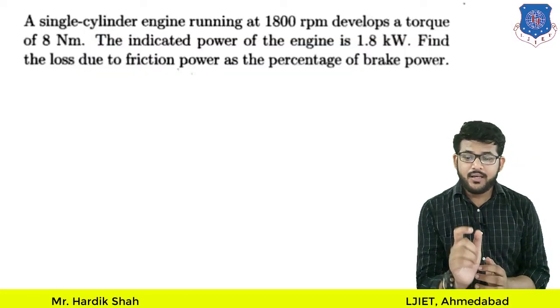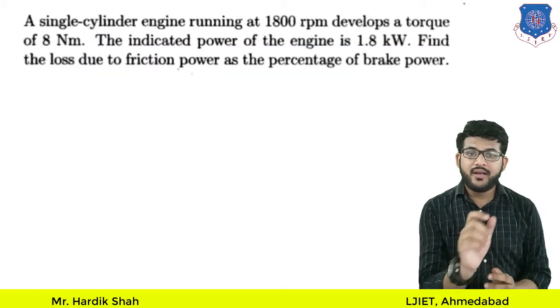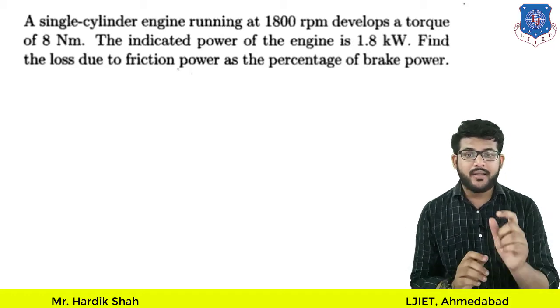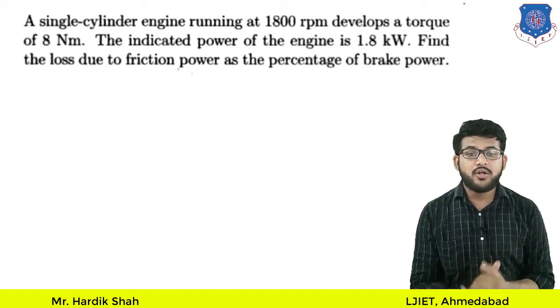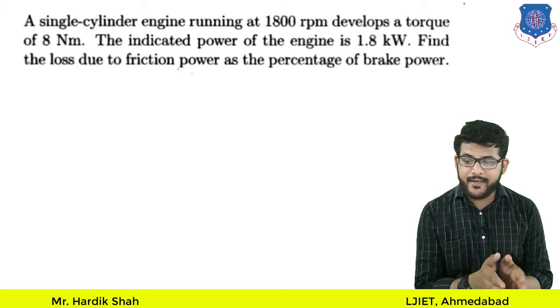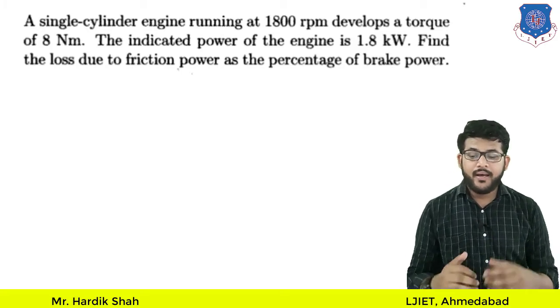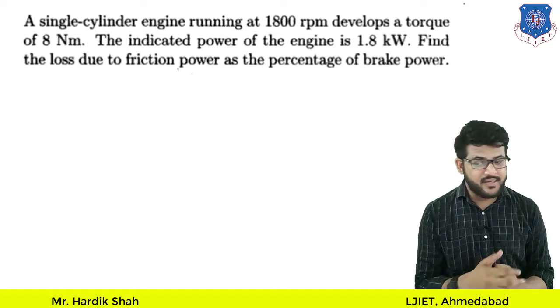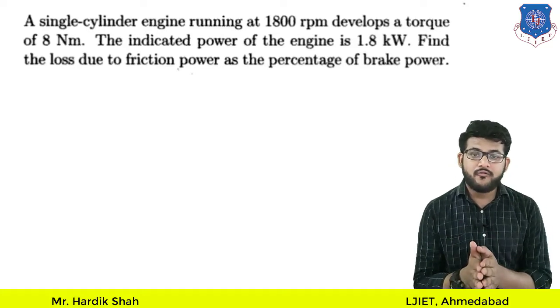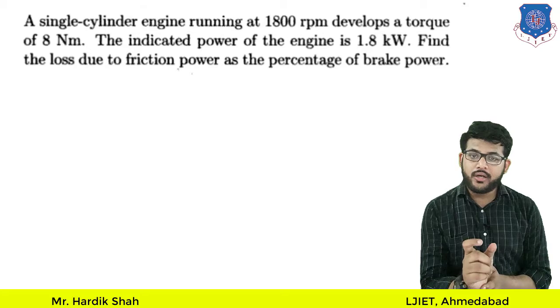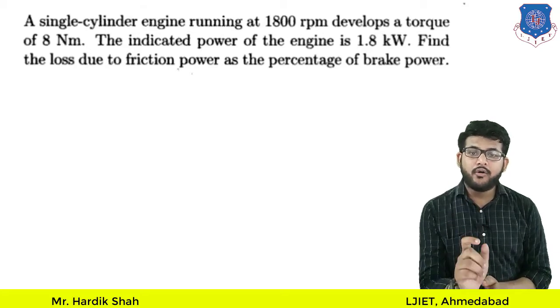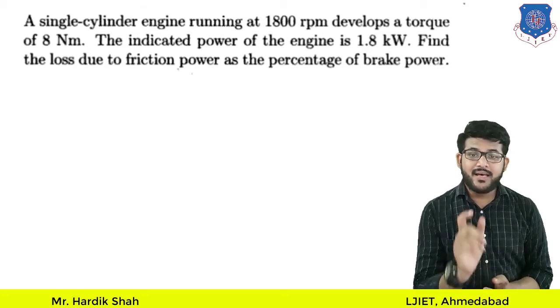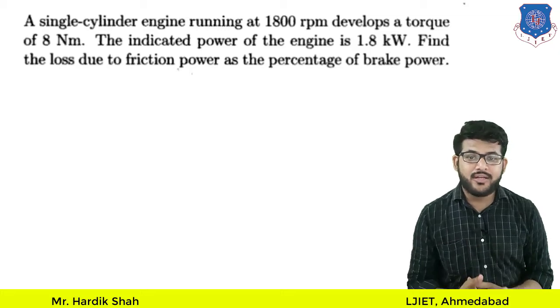So we are given the RPM of 1800, that is called capital N. We are also given the torque, capital T, that is 8 Newton meter, and we need to find the frictional power and its percentage loss. First, whenever you are given torque, just keep in mind that you have to find brake power. It is actually an indication to find the brake power.